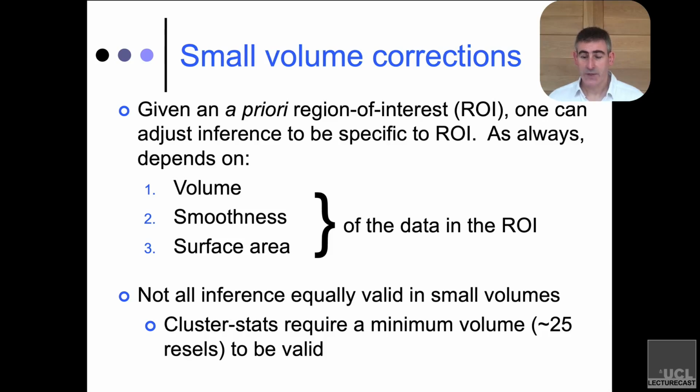So what I would certainly say is, I've already said I'm not a huge fan of cluster statistics. If you're doing a small volume correction, don't use cluster statistics, right? It is almost certainly the wrong thing to do and will give you false results. If you're doing a small volume correction, then you really need to rely on voxel-wise height thresholds based on Gaussian random field theory.